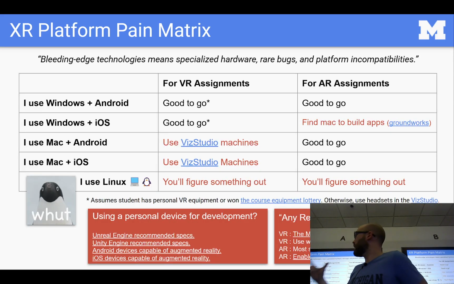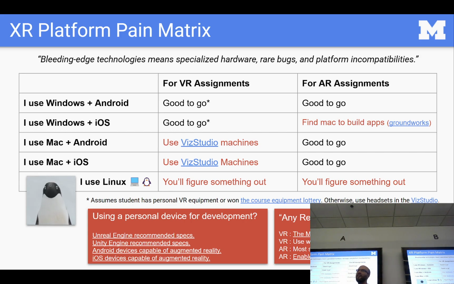This is all kind of encoded in the platform pain matrix for this course. How many of you have seen this? Okay, you looked at it? This is a matrix that basically tells you what difficulty level you're taking the course on, okay?